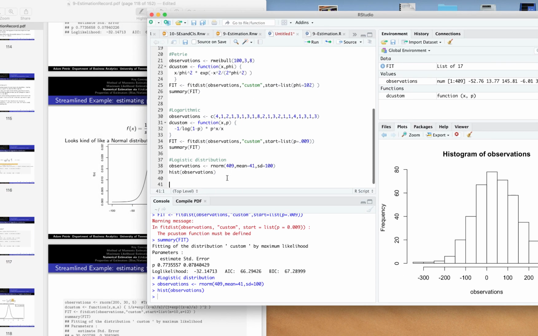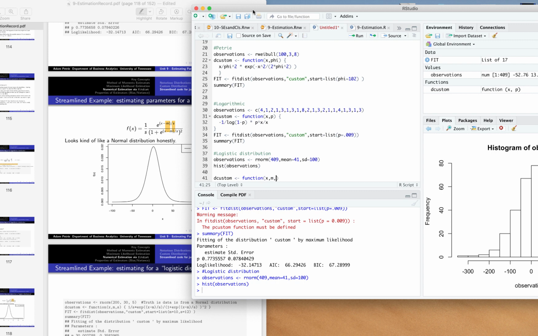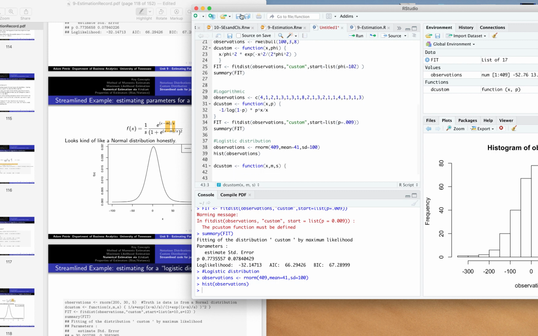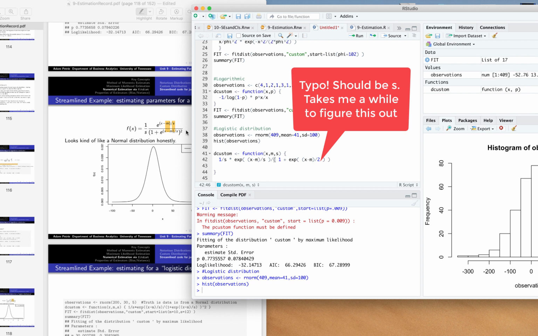All I need to do is define my dcustom distribution. And because I have two unknown parameters, I'm going to add two arguments, m and s. First argument's always going to be x. And I just need to transcribe what the formula is. So 1 over s times e raised to the (x minus m) over s, divided by 1 plus e raised to the (x minus m) over s, and this denominator here is being squared.